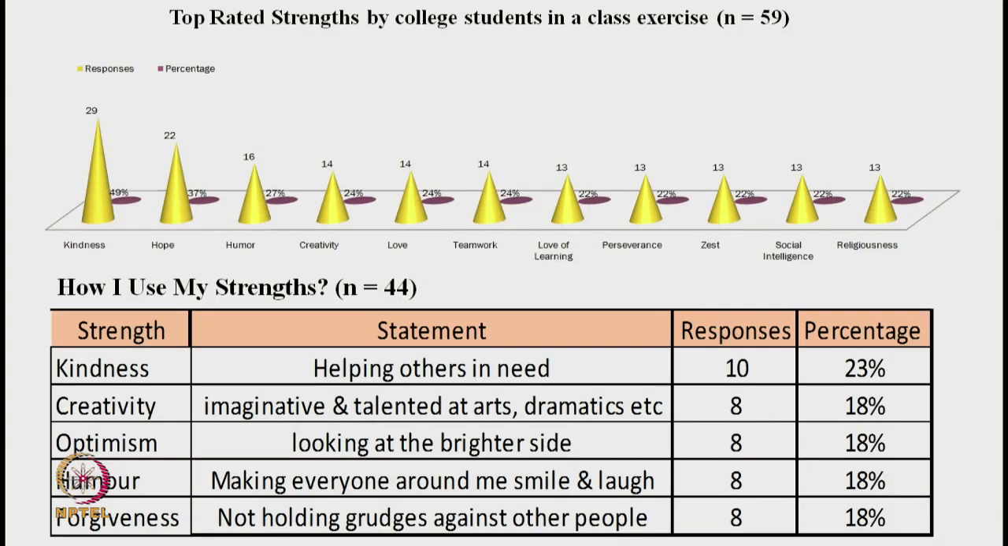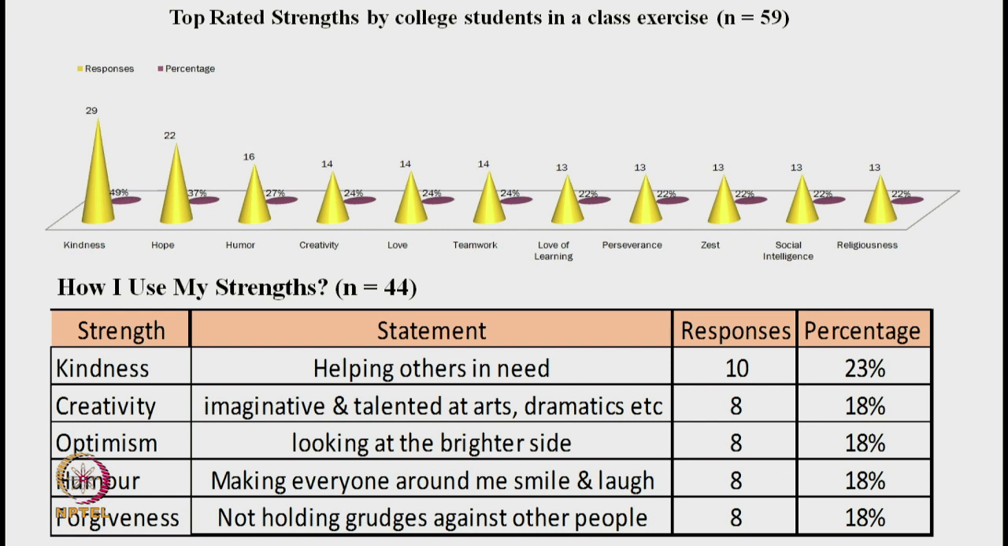About character strengths again, I usually do small experiments in my class. For example, in one of my classes, I asked students to rate which character strengths they endorsed at the top, and we observed that they endorsed at the highest level kindness, then hope, humor, creativity, love, teamwork, love of learning, perseverance, zest, social intelligence, religiousness, etc.